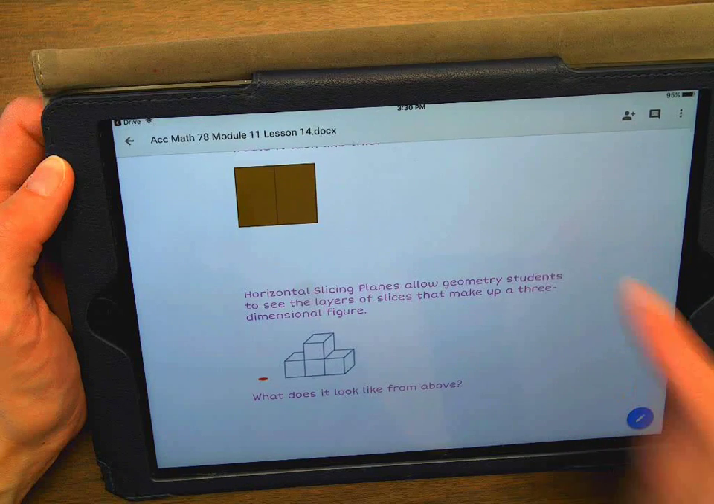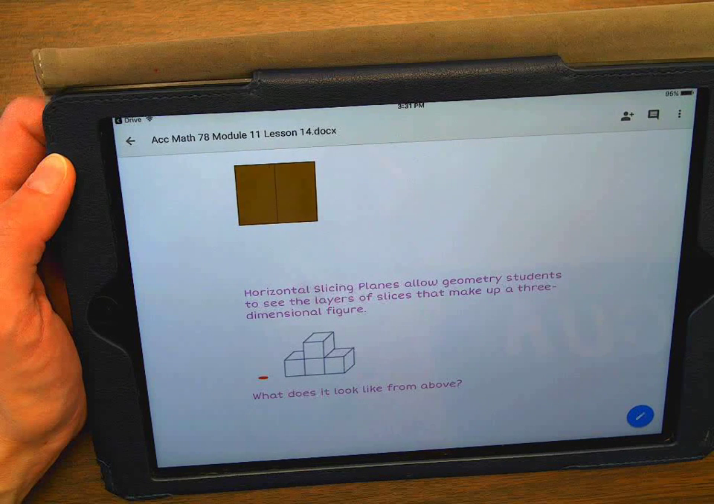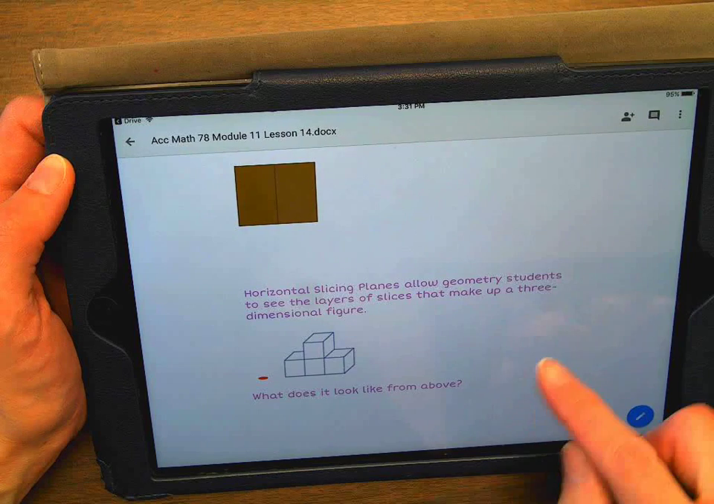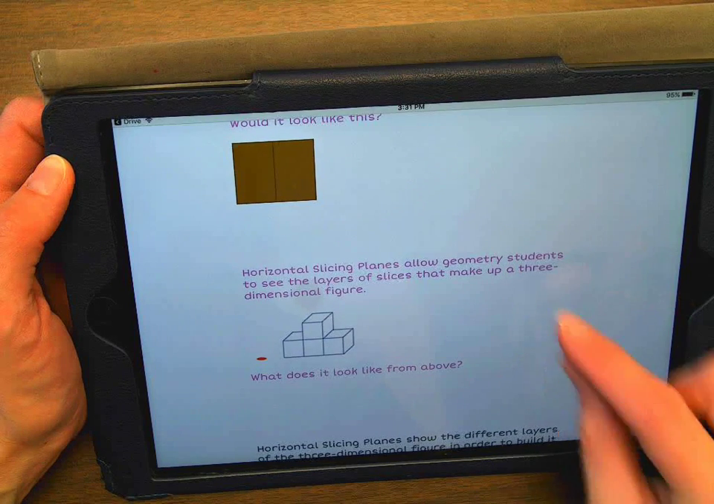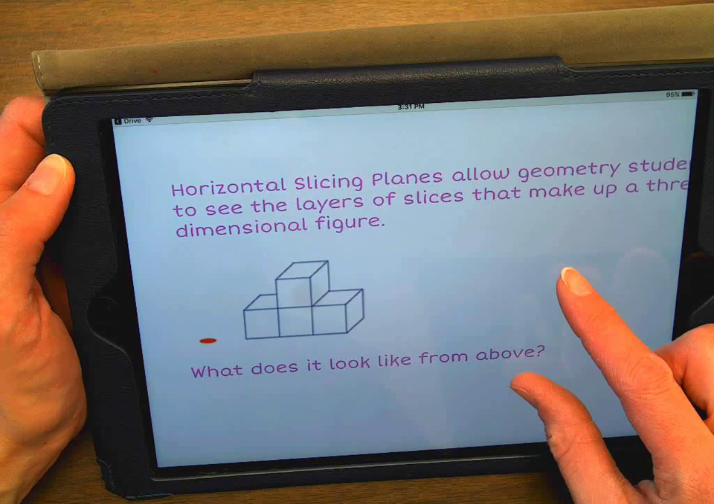Today our focus is that horizontal slicing planes allow geometry students to see the layers of the slices that make up three-dimensional figures. Remember a long time ago when we were talking about the post-it notes? If you have one post-it note, it's one slice and it's only 2D. But if you start stacking them on top of each other, soon you go from a 2D figure to a 3D figure because you're adding a third dimension. This is what we need to be thinking about when we're talking about horizontal slicing planes, because it allows you to see the different layers.